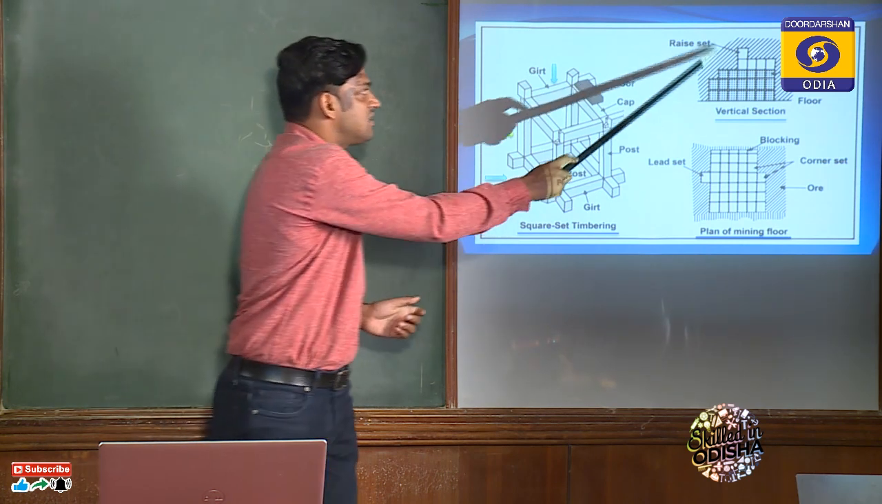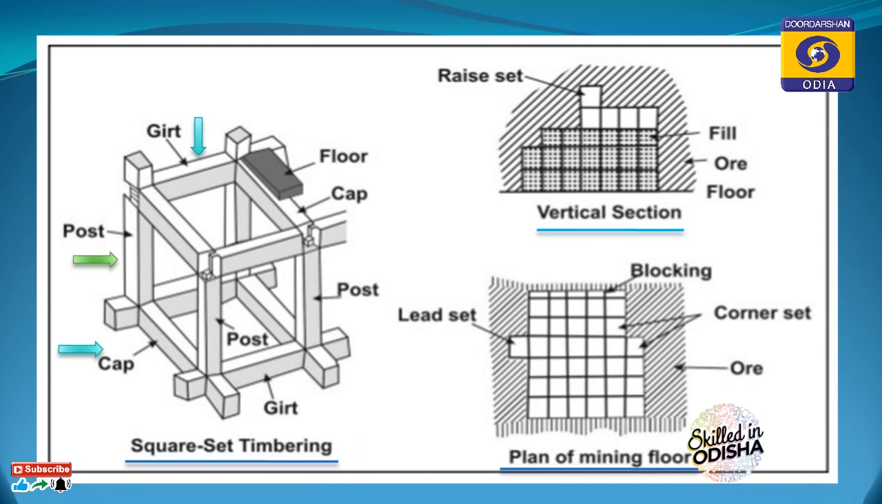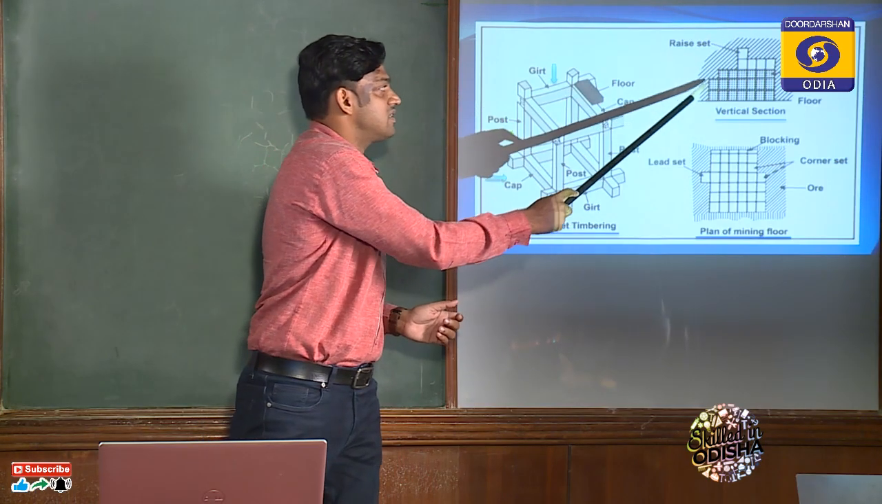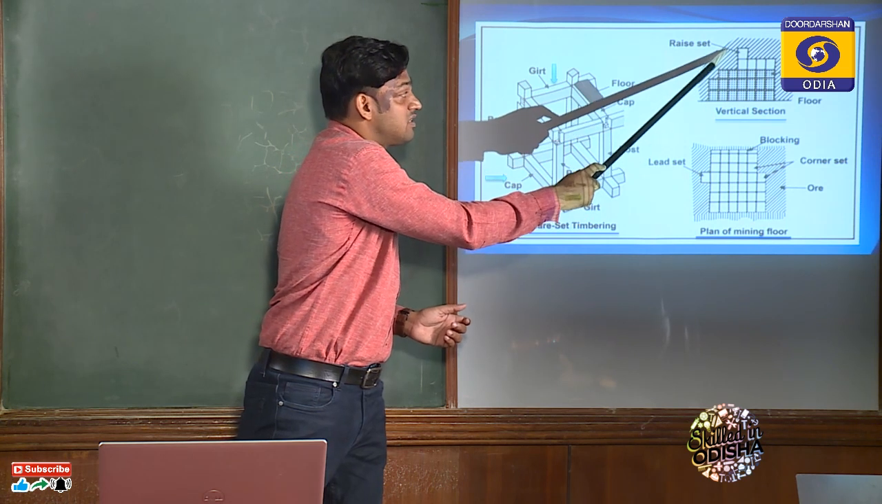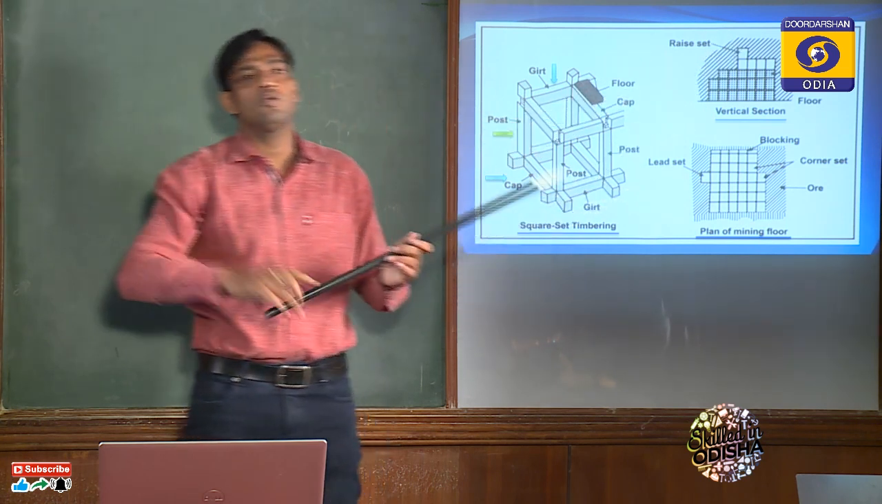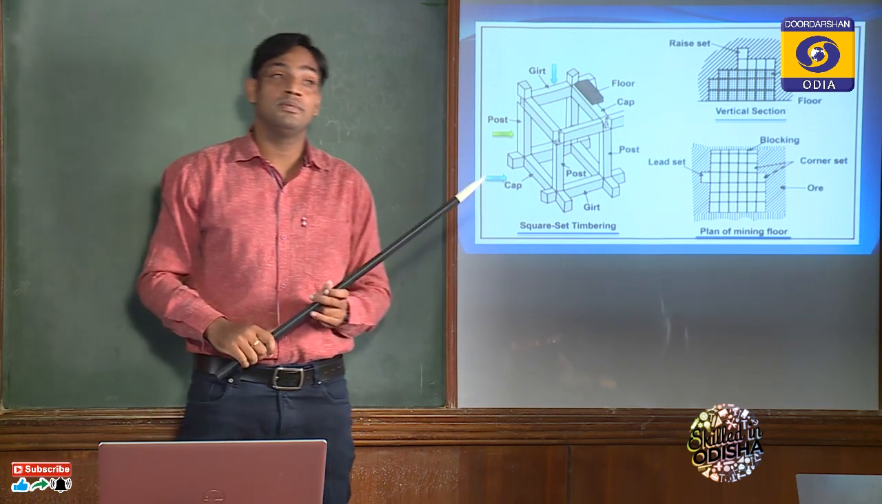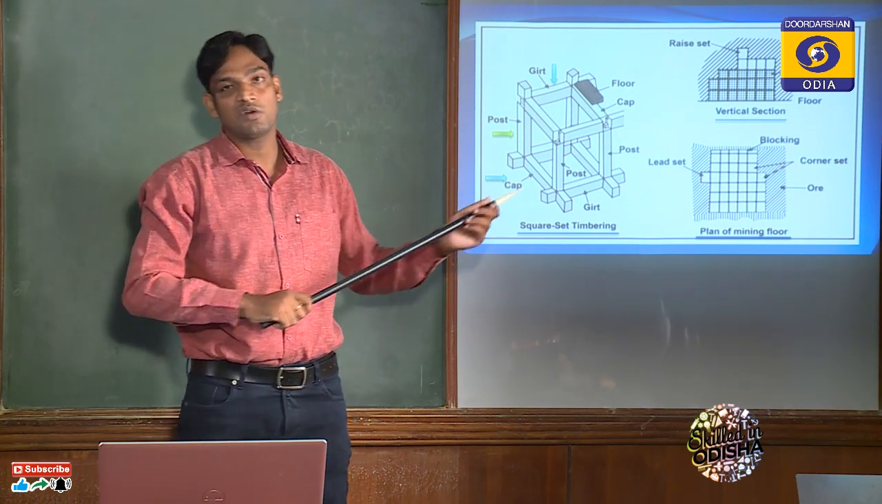Anyhow, this is the raise set. 1 2 3 4 5. These are the 5 square sets. This is the first set, this is the second set, this is the third set, this is the fourth or fifth. Maximum 4 to 5 sets are actually installed, because more than that will not withstand.